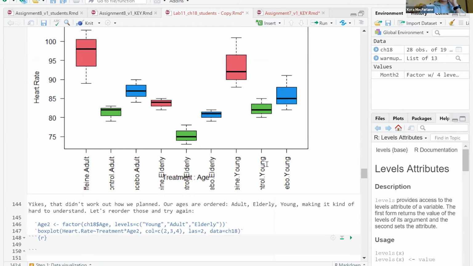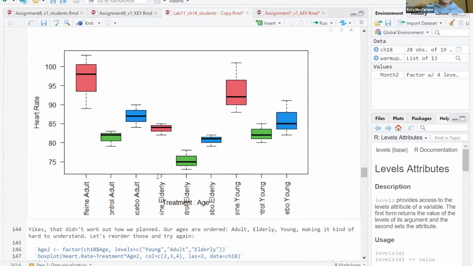So again, remember that R does everything by alphabetical order. So caffeine, control, placebo, alphabetical order. Unfortunately, adult, elderly, young is also in alphabetical order. So caffeine is red, control is green, placebo is blue. Looking at this, we can already maybe start to see a pattern going on, that adult is a little bit higher, elderly is a little bit lower, young is a little bit higher, but maybe not different from adult. But it's kind of hard to see as well.